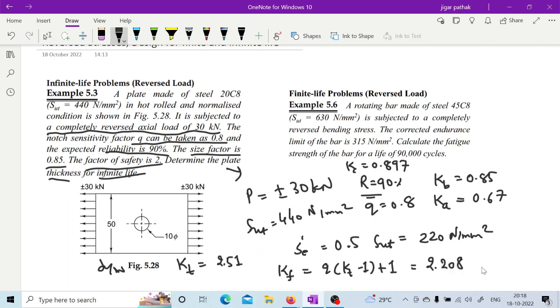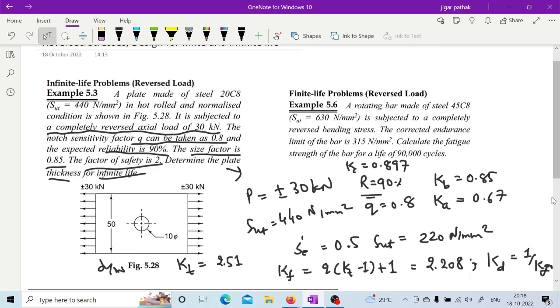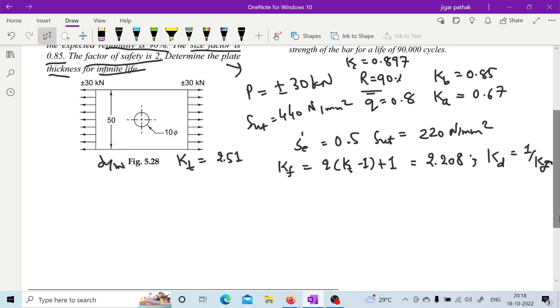Now why have we calculated this Kf? Because Kd is 1 upon Kf. So we have Ka, Kb, Kc, but we do not have Kd. So in order to calculate Kd, we have first calculated this Kf. Now what is Kd? Kd is 0.453, sir. Okay. So Kd is 0.453.